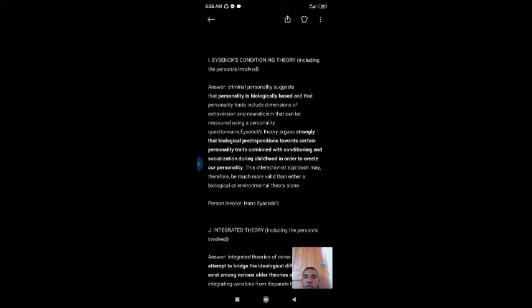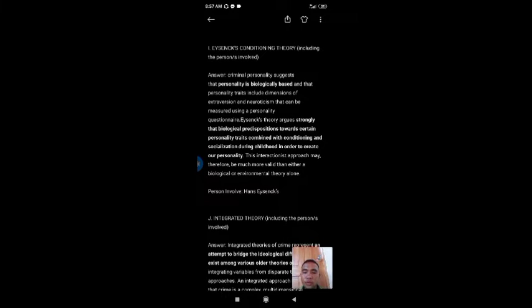Eysenck's theory argues strongly that biological predisposition towards certain personality traits combined with conditioning and socialization during childhood in order to create our personality. This interactionist approach may therefore be much more valid than either a biological or environmental theory alone. The person involved is Hans Eysenck.